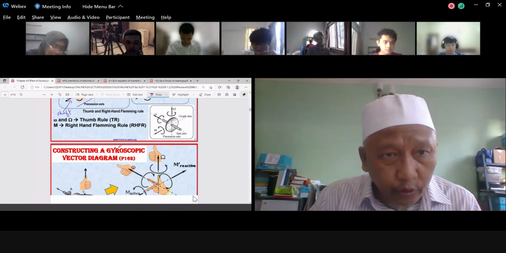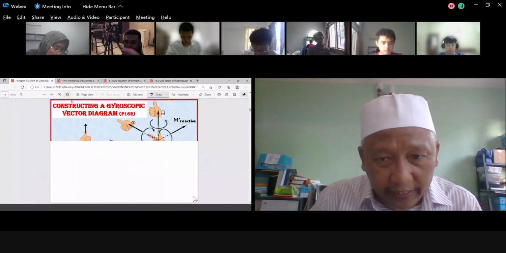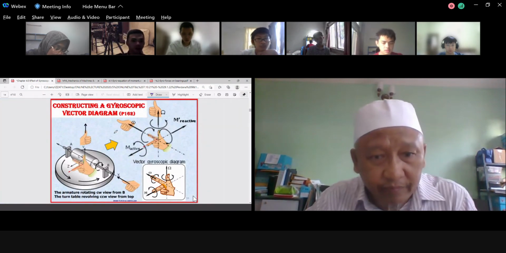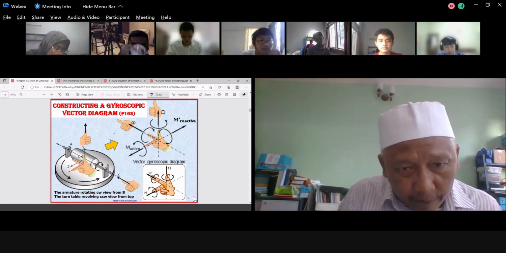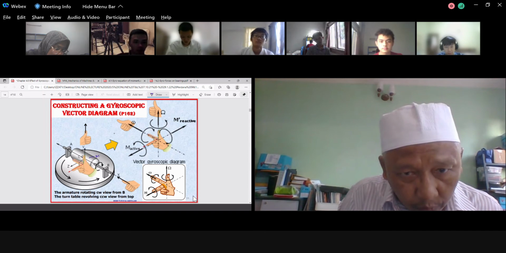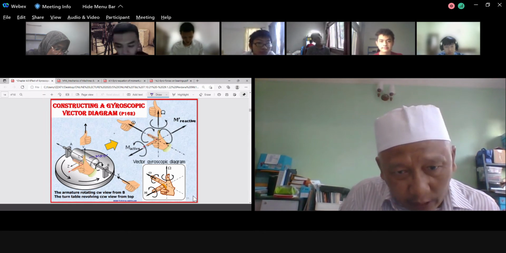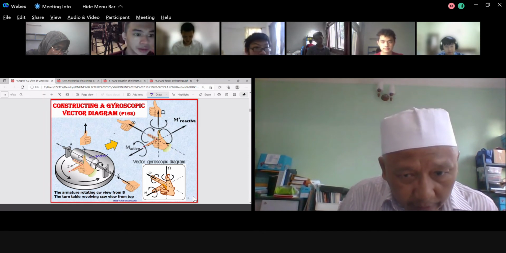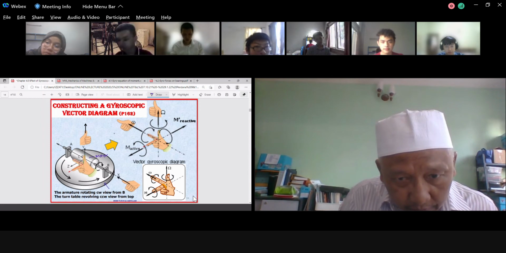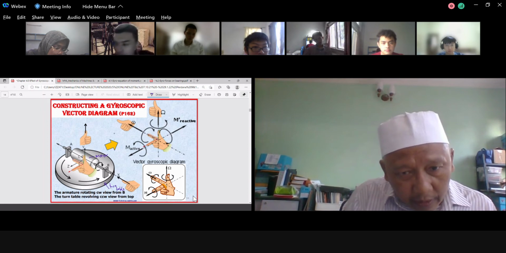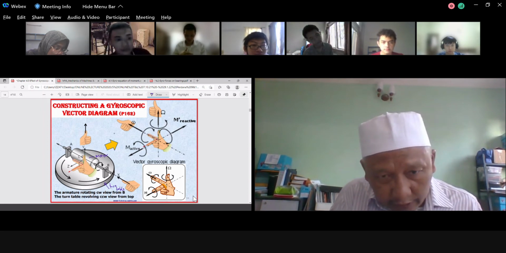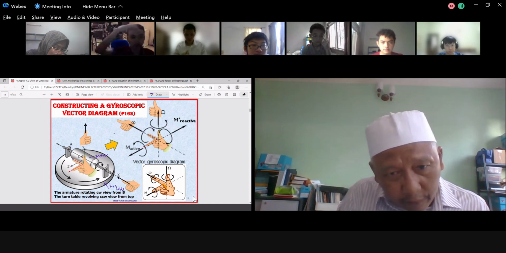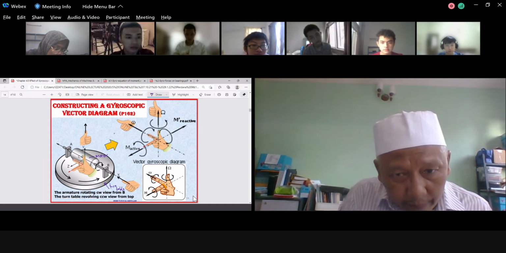Okay, I'm going to proceed. This one is another example. Look at it very carefully. You have this motor, and the motor is sitting on this turntable. The turntable is rotating that way as given, and the motor is rotating that way as given. And this motor is held by a bracket. This one, AB, is the bracket.